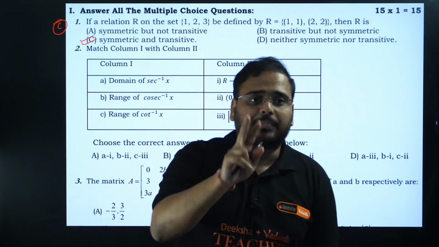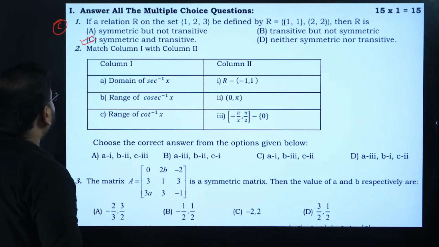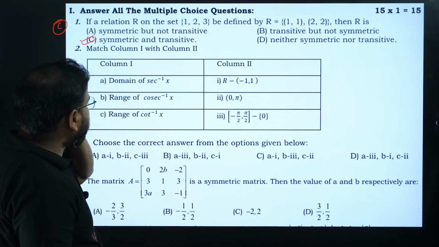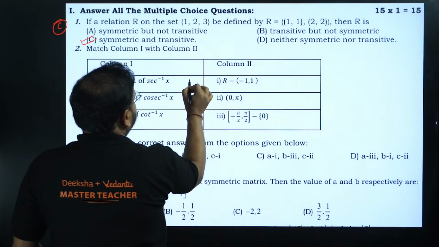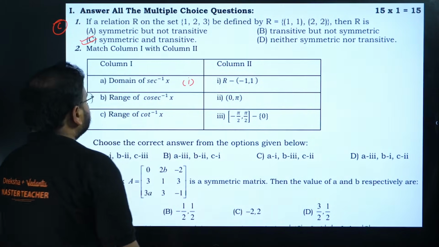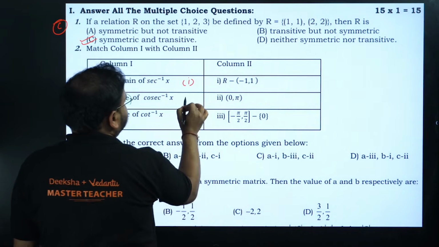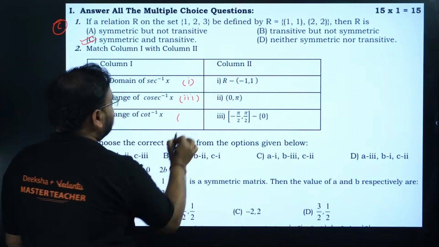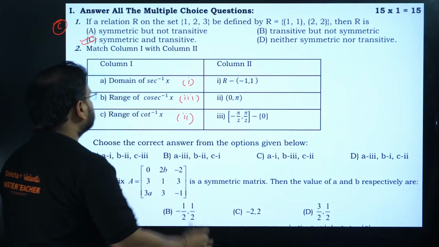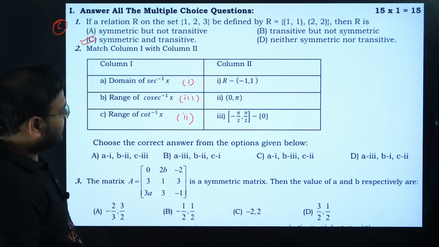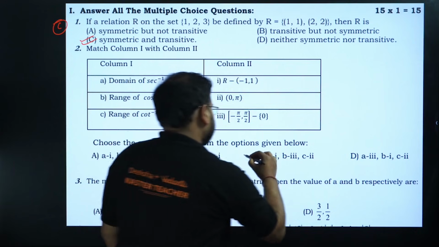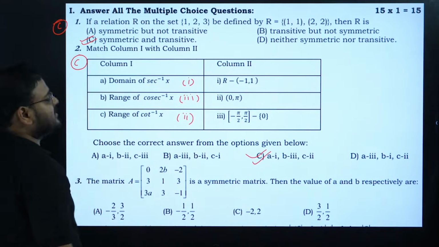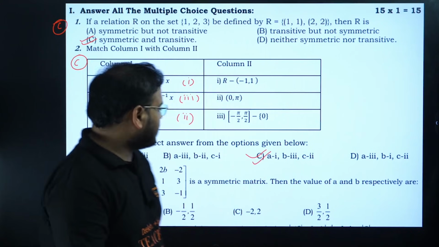So 1 is option C. Next, match column 1 with column 2. The domain of sec inverse is this one, 1. The range of cosec inverse will be 3, and the range of cot inverse will be 2. So your answer is 1, 3 and 2, which is option C. So for question 2, C is the option.